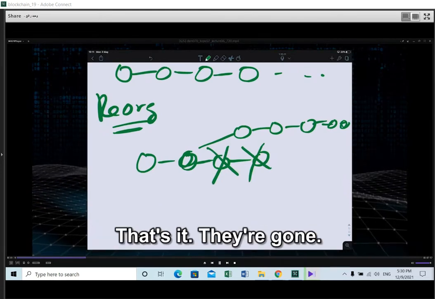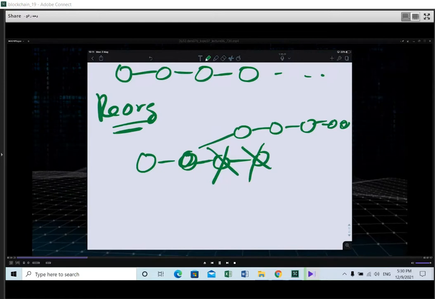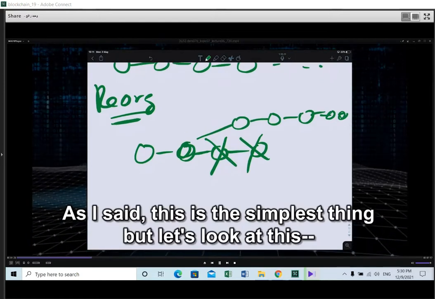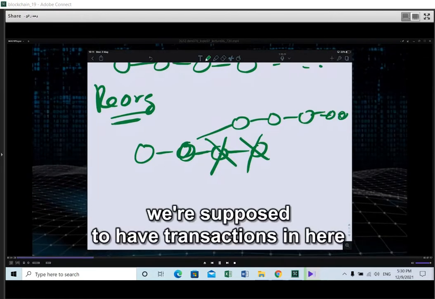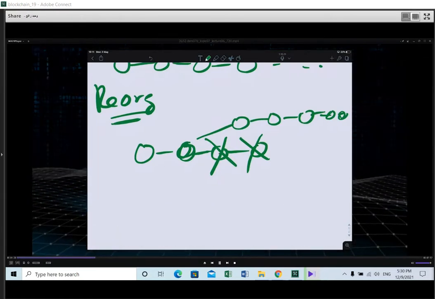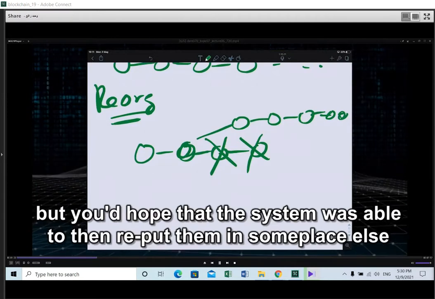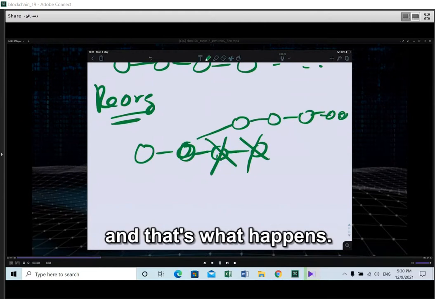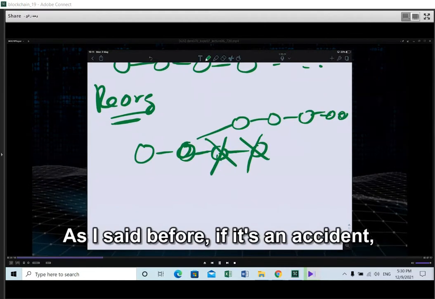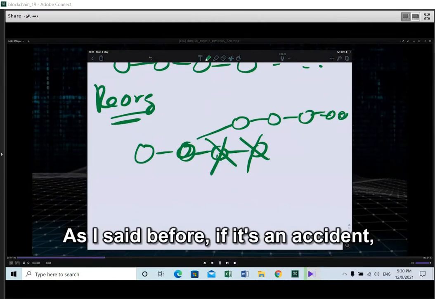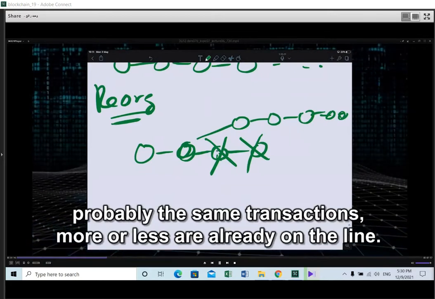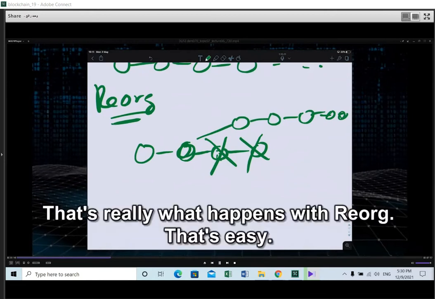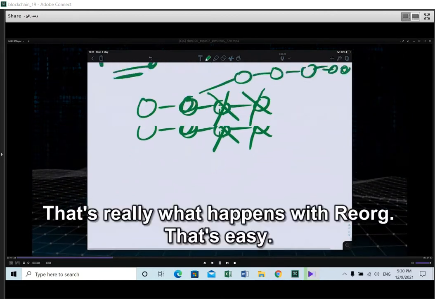That's it. So they're gone. So as I said, this is the simplest thing. But let's look at this. Suppose you have transactions in here. Well, you'd hope that the system was able to then put them someplace else, and that's what happens. And as I said before, if it's an accident, probably the same transactions more or less are already on the line. So that's really what happens with a reorg. That's easy. So what happens with our hard fork?